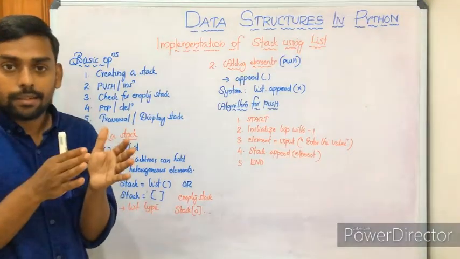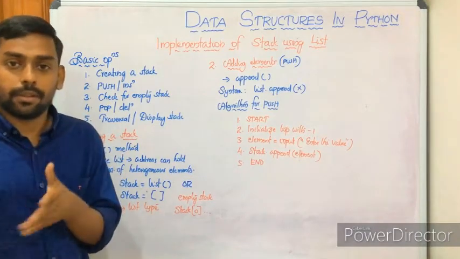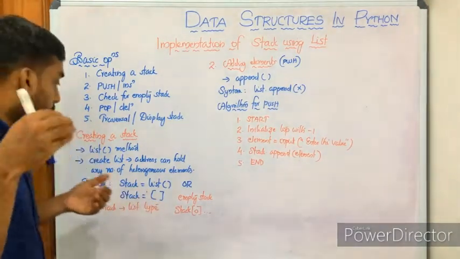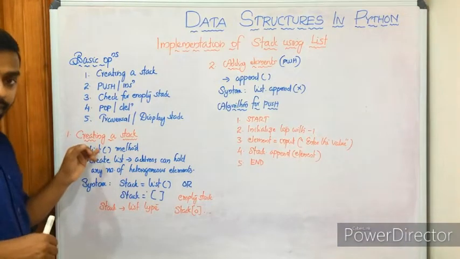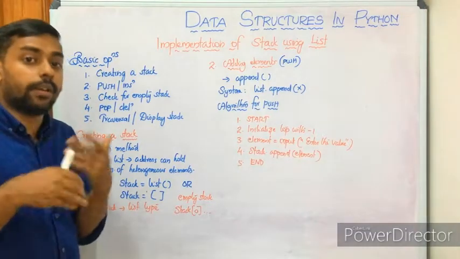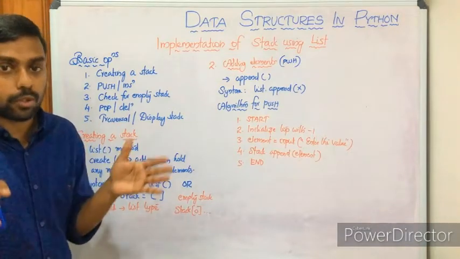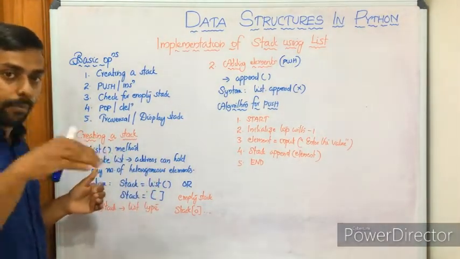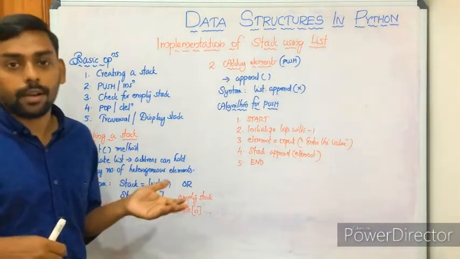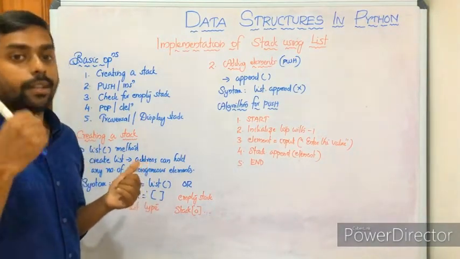We have the function list, or you can directly use square brackets with stack equal to something to create a stack list. Here we follow the same method. After creating a list, what happens? The address can hold all the elements or positions. It will create an address in the computer memory which can be used to refer to each location. Any number of heterogeneous elements can be stored, because a list is a dynamic data structure.